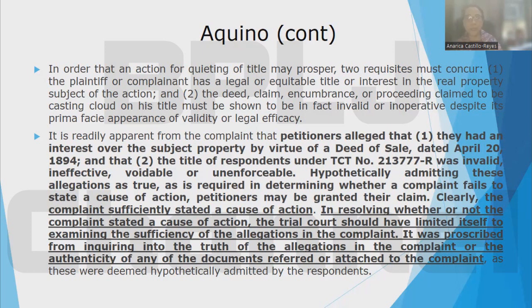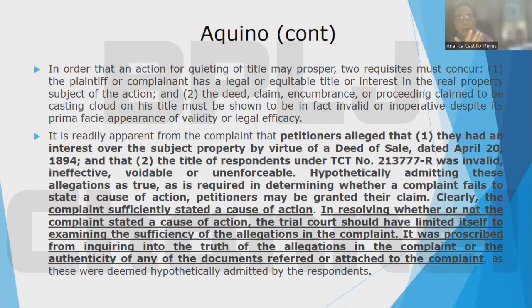In resolving whether or not the complaint stated a cause of action, the trial court should have limited itself to examining the sufficiency of the allegations in the complaint. It was precluded from inquiring into the truth of the allegations in the complaint or the authenticity of any of the documents referred to in the complaint. So remember, in failure to state a cause of action, the court has repeatedly stated that only the allegations in the complaint should be considered. The court cannot conduct a preliminary hearing and receive evidence. Okay, because in failure to state a cause of action, the allegations in the complaint are hypothetically admitted.